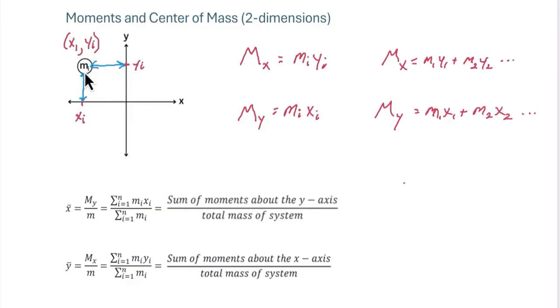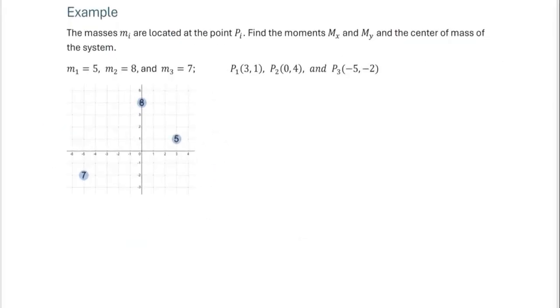To find the center of mass, we will find x bar, y bar, similar to how we found x bar in the one-dimensional examples. We have the sum of the moments about the y-axis divided by the total mass. That will give us x bar, and then to find y bar, we have the sum of the moments about the x-axis divided by the total mass. Let's find the moments and the center of mass for this two-dimensional system.